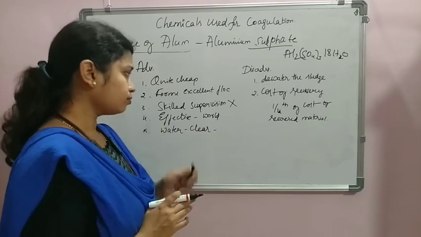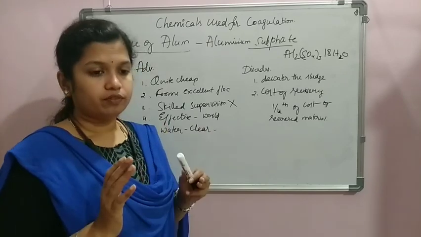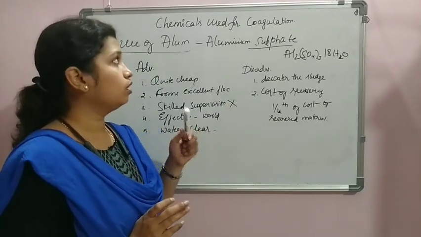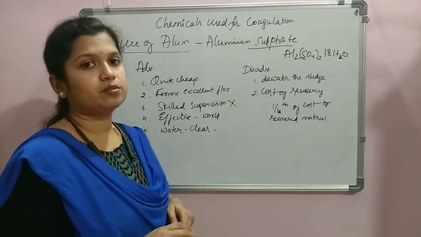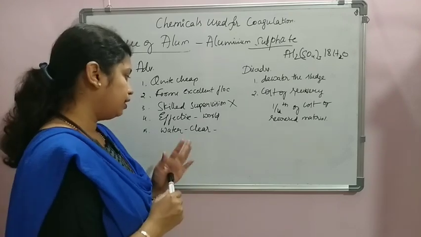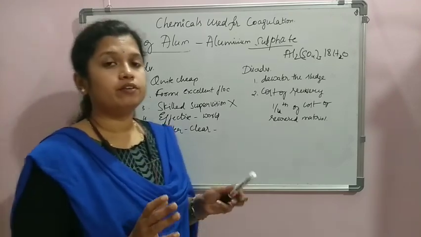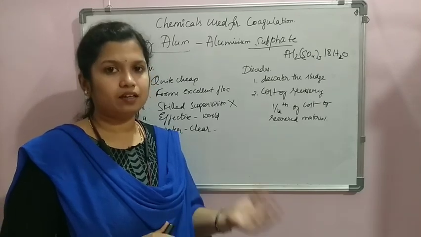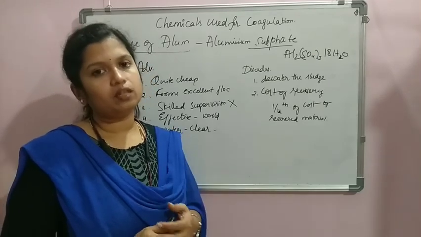And next, it has proved very effective throughout the world. Throughout the world we are using alum as a coagulant, even though other types of coagulants are available. Lastly, it gives out water which is very clear. Along with that, it also helps in reducing the color and odor, along with the removal of the turbidity.